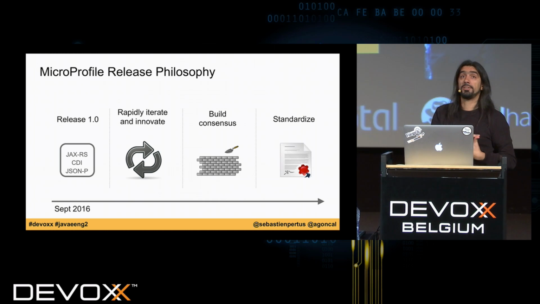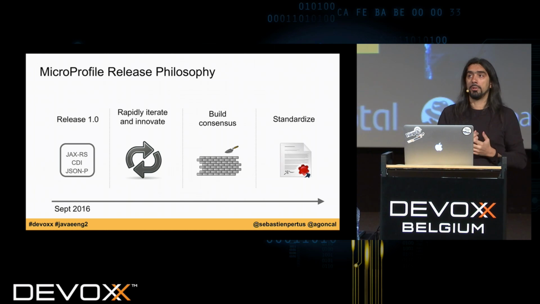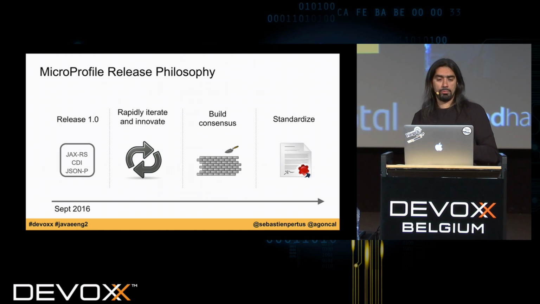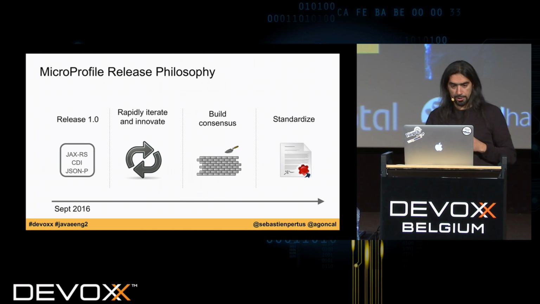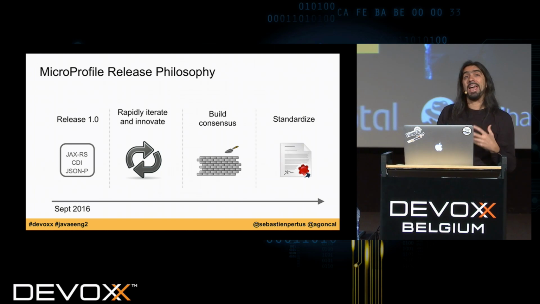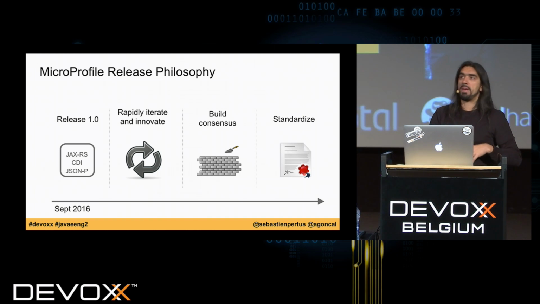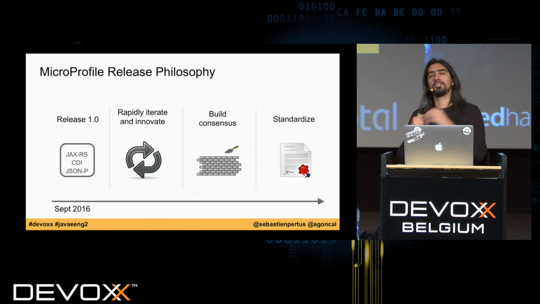JAX-RS for REST endpoints, CDI for extensions, and JSON-P because when you do REST services, most of the time you do JSON. So we started small. A MicroProfile is only those 3 specifications, and the idea is to put extra things on top of that to target the microservice world. So basically, we want to implement a circuit breaker and see if we can standardize that.